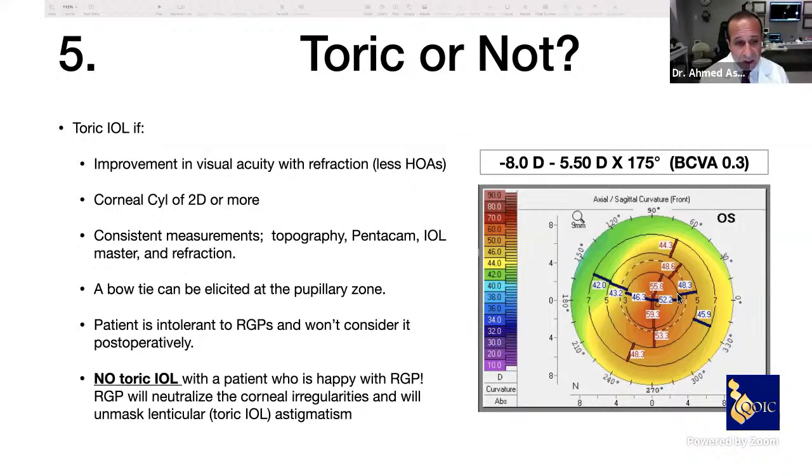And of course, if the patient is not willing to wear RGP lenses after the cataract surgery, it's not recommended to use a toric IOL. If the patient is so happy with the RGP lenses and willing to put the RGP lenses on after the cataract surgery, because this will unmask the cylindrical power of the toric IOL.